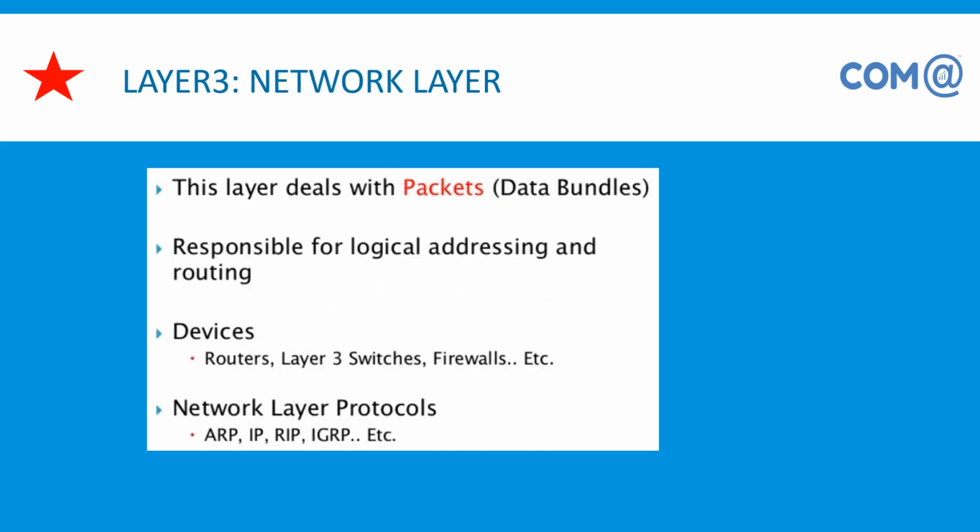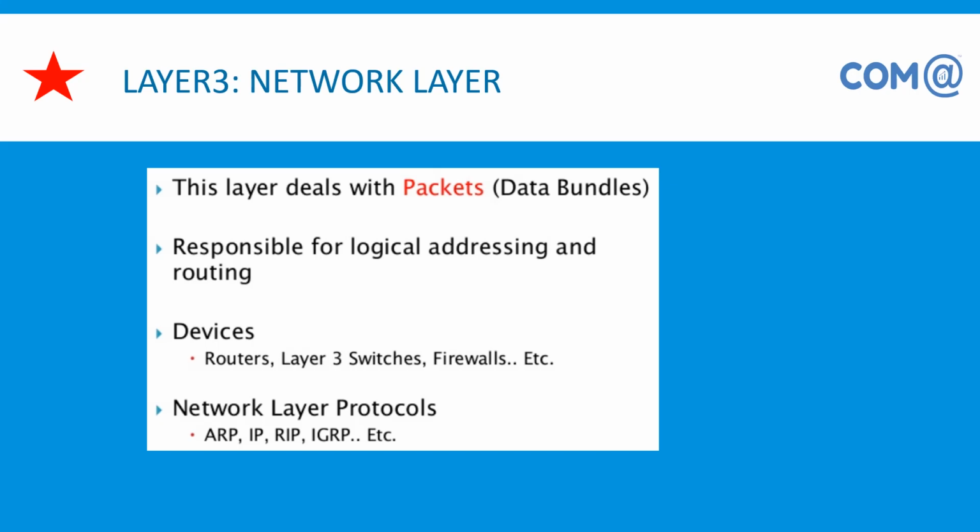Layer 3, from layer 2 to layer 3, is the network layer. The information is available as a packet. From frames, it is now going as a packet. It is responsible for logical addressing and routing. It helps to reach the destination system via IP addressing. Devices used are routers, layer 3 switches, and firewalls. Network layer protocols used are ARP, IP, RIP, and IGRP.